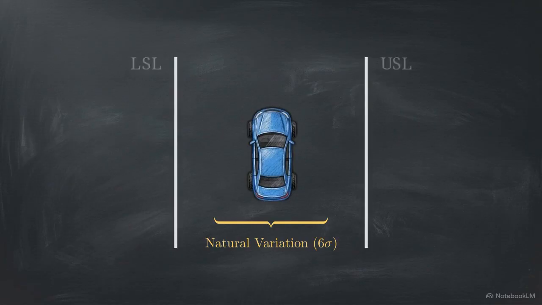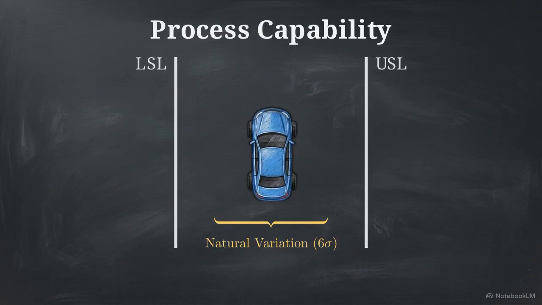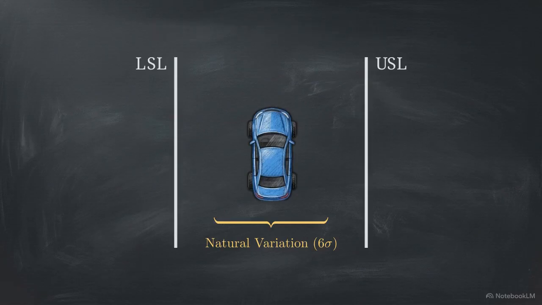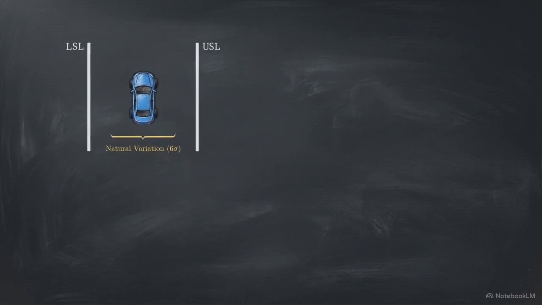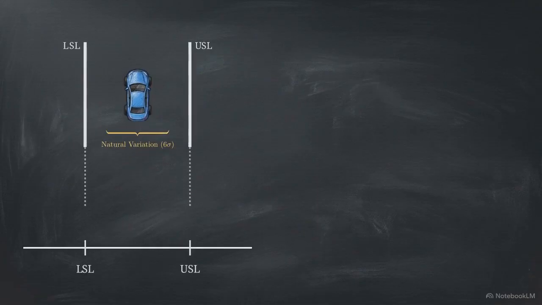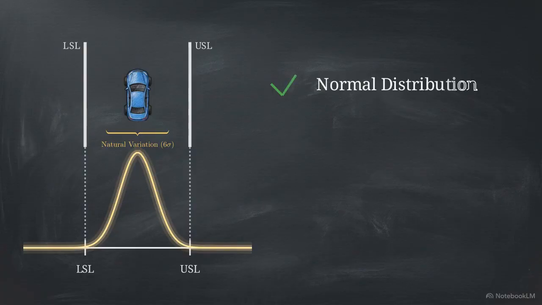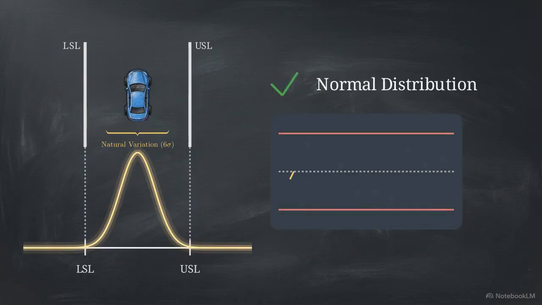Think of a manufacturing process like trying to park a car. The width of the car represents the natural variation of your process. The painted lines, or the garage walls, represent your upper and lower specification limits. Process capability is the mathematical measurement of how well that car fits into the garage. It evaluates your process's ability to consistently produce output that meets the design specifications.